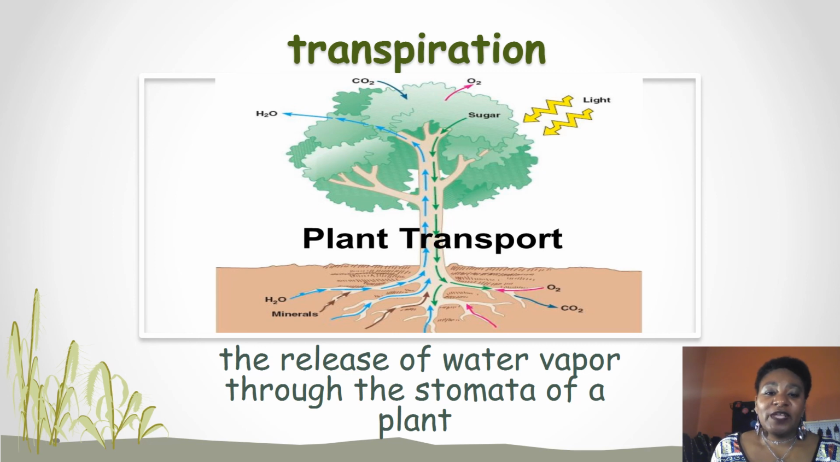Transpiration. Transpiration is the release of water vapor through the stomata of a plant. If you look at the picture once again, it shows the process of transpiration in a plant. Pay close attention to the diagram that is included with the definition.